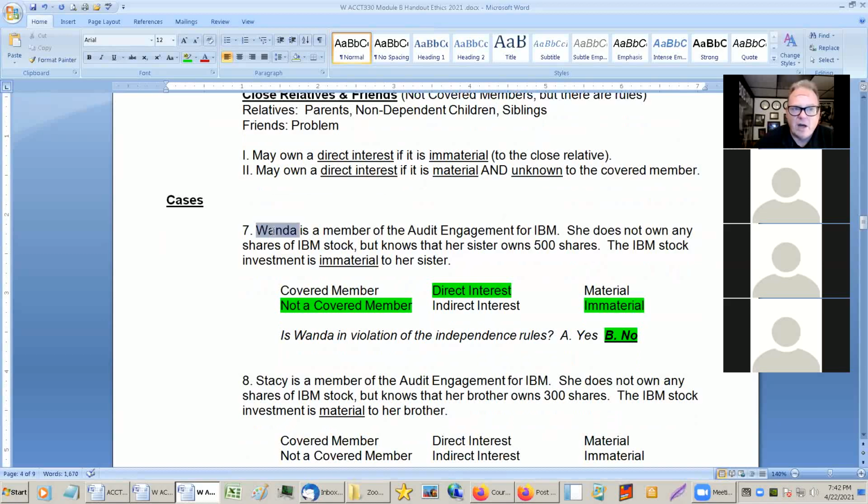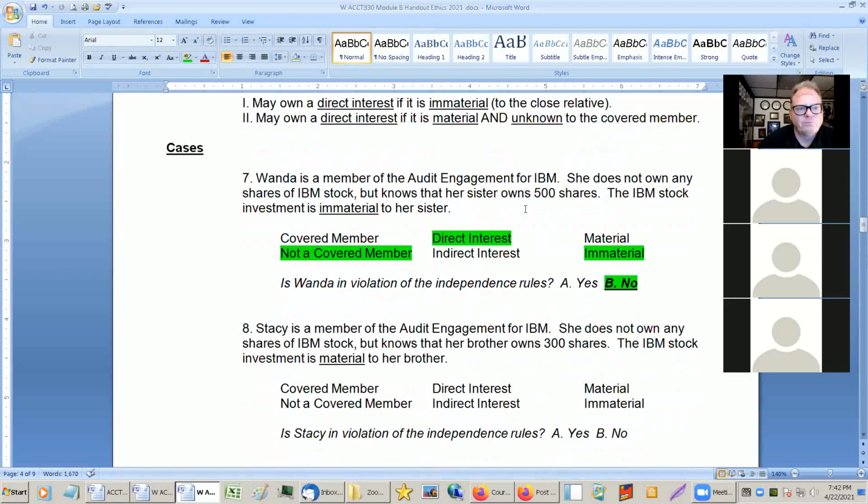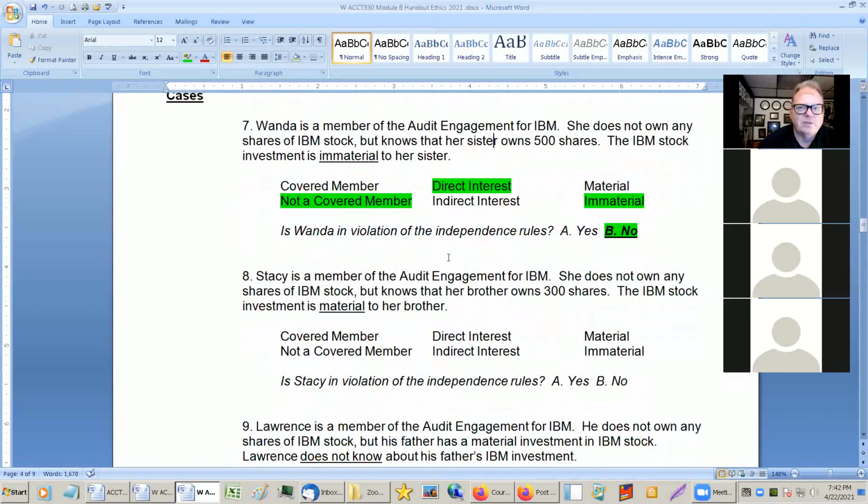But yes, Wanda's a covered member, absolutely. She owned the stock in violation. But this is her sister. Her sister is not considered a covered member. Only her immediate family, spouses, spousal equivalents, and dependent children are considered covered members. So that makes this a little bit strange, that it is being related to a covered member. There are some rules.